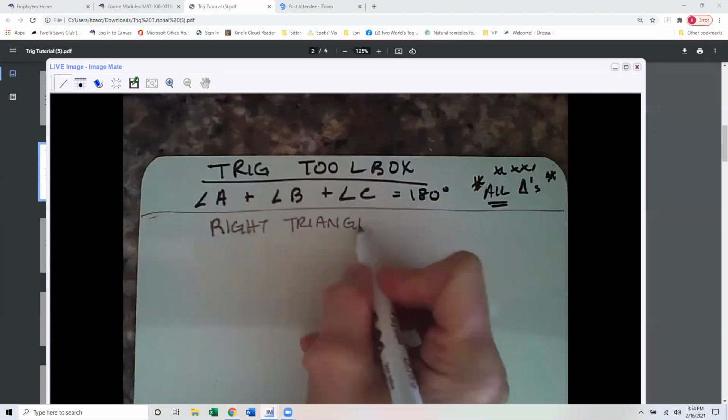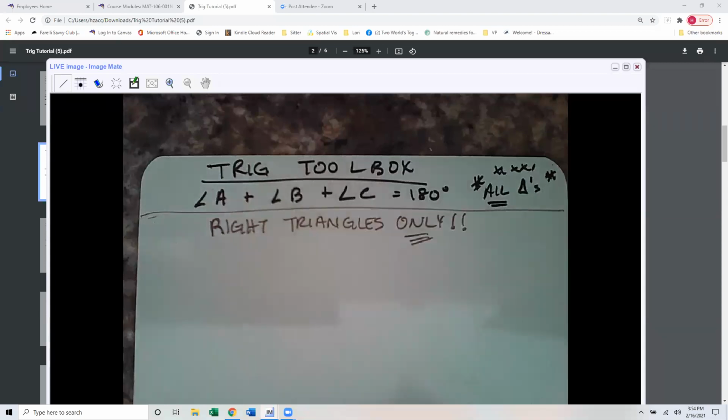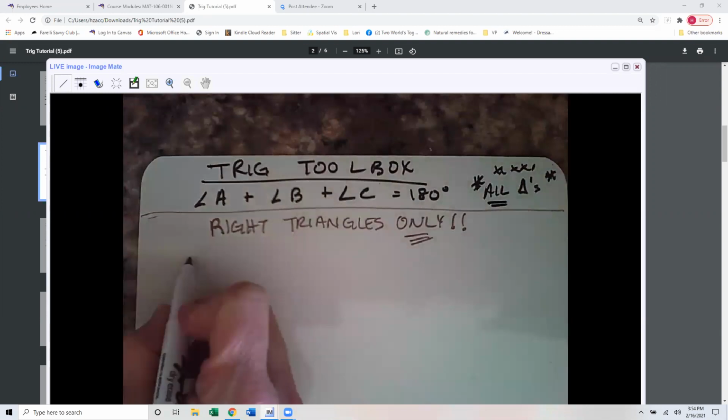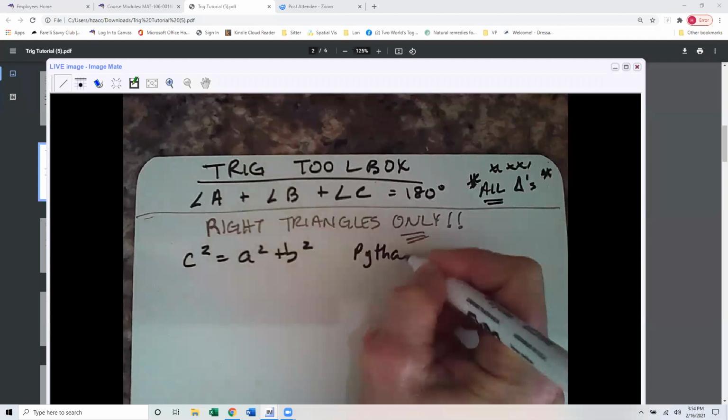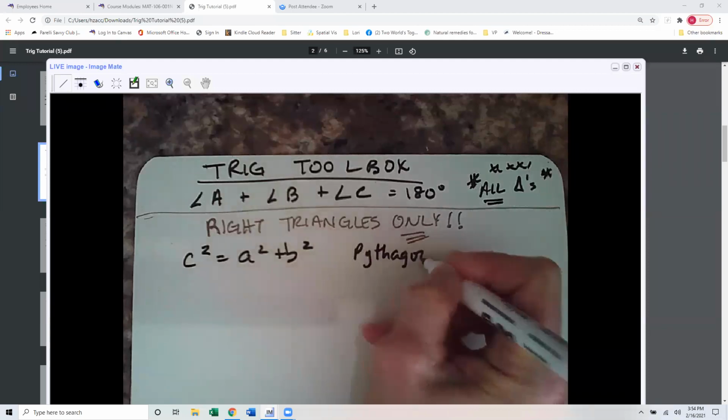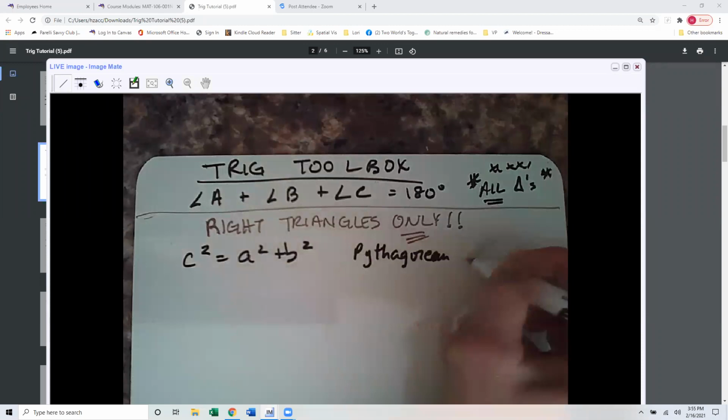without exception. So the next few things I'm going to put on here are going to apply to right triangles only. And if you have a different kind of triangle, then you cannot use these. We would have different tools for the triangles that are non-right, or what's called obliques. The first one you may have heard of before, and it looks like this. It's c squared equals a squared plus b squared. And that is what we lovingly call the Pythagorean theorem.